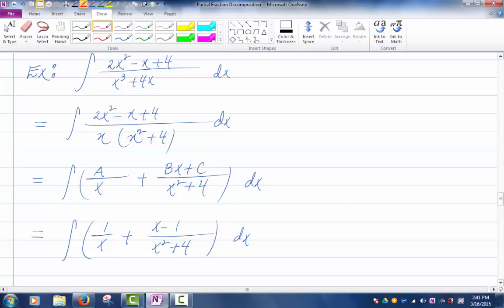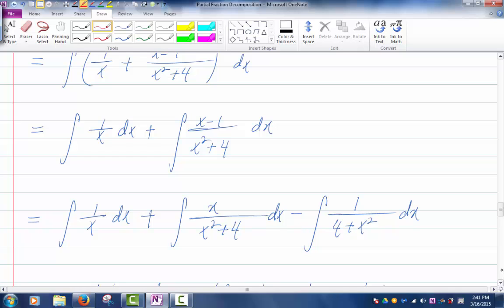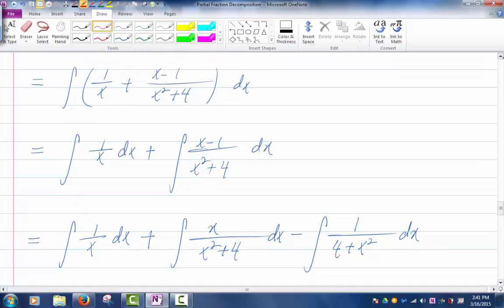The question is, I know how to find the integral of 1 over x, and I need to know how to find the integral of x minus 1 over x squared plus 4. When you have that, first of all, you need to look at the derivative of the denominator. Is it in the numerator? And the answer is no, not quite. So what I'm going to do is break this fraction into two. One of them will be x. Let me know if you still need time to write it down.